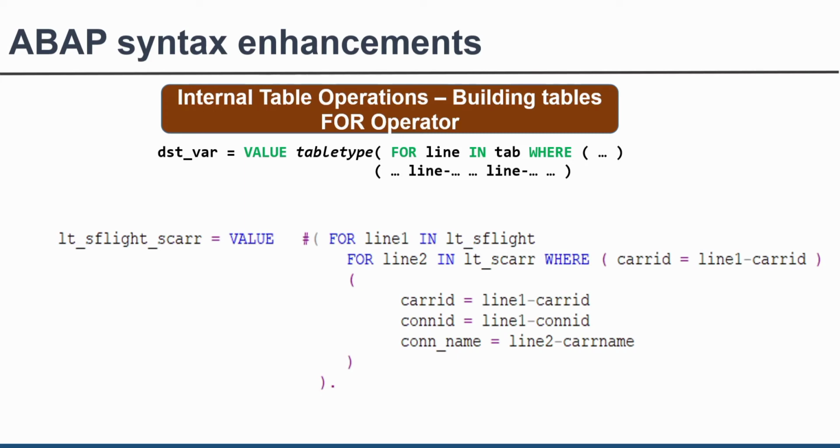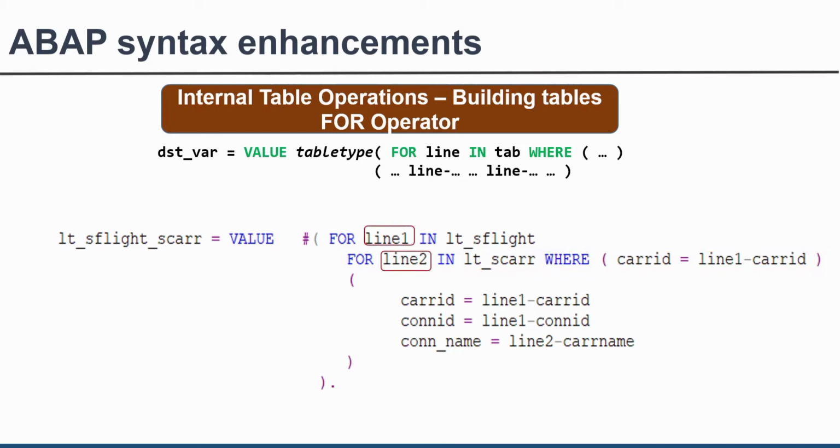The target internal table is LTS_flight_scar. Two source internal tables are there. This is similar to loop inside loop in the old approach. The first FOR is the first loop and the second FOR statement is the second loop.